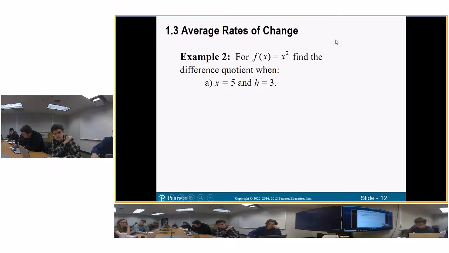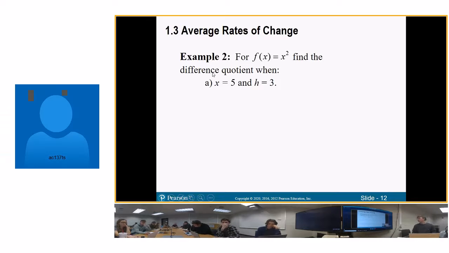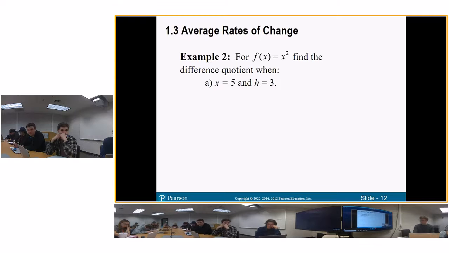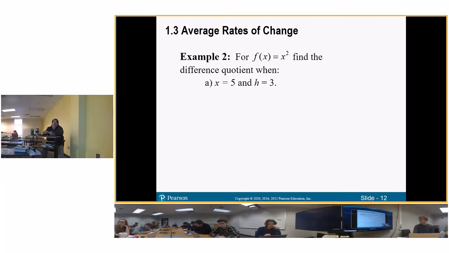So, let's do that one. Do the difference quotient with x squared. Now, this is 2 parts. First, you got to do the difference quotient. Then you have to plug in x is equal to 5 and h is equal to 3. So go ahead and do that. So everybody should be writing on their notebook paper. Everybody should be writing. Because I don't think you can write on your laptop unless you got a stylus. You can do that.